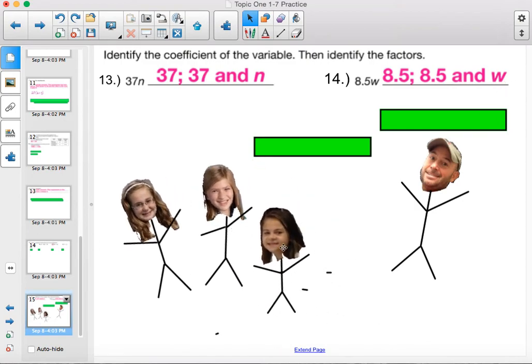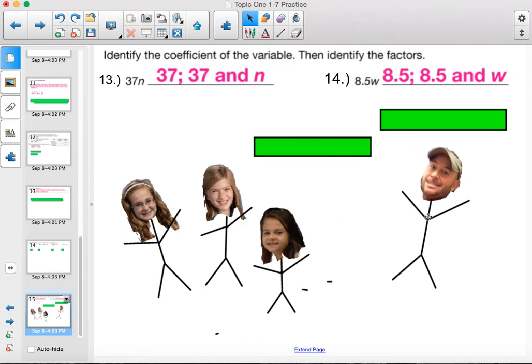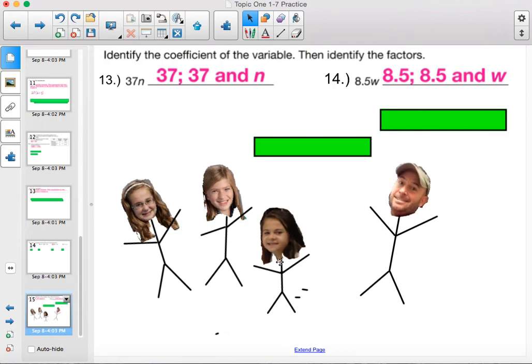Wow, that's a lot of math. It sure is, girls, but we can do it. All right, let's go on and get started on our homework. Thanks for helping out, kids. You bet.